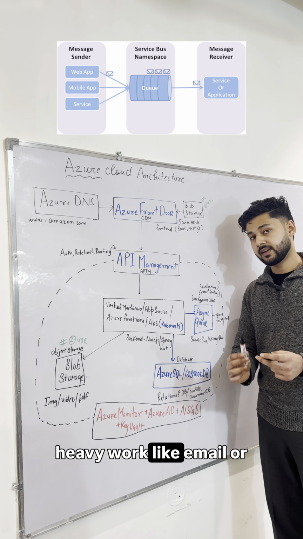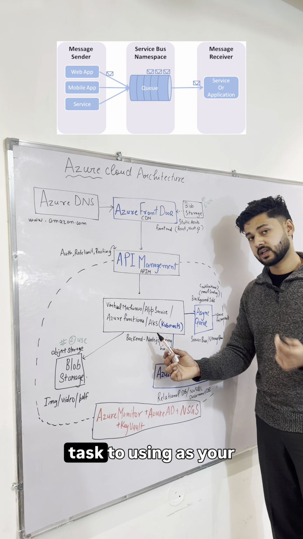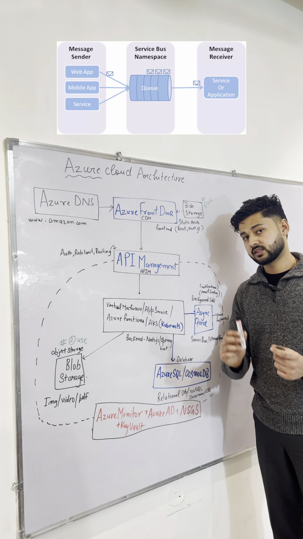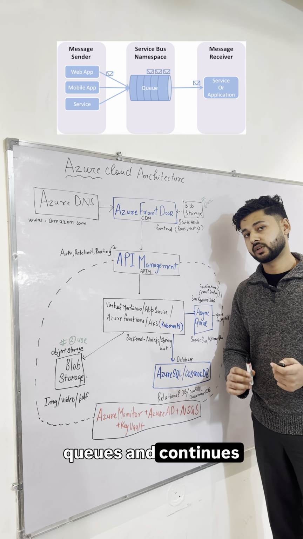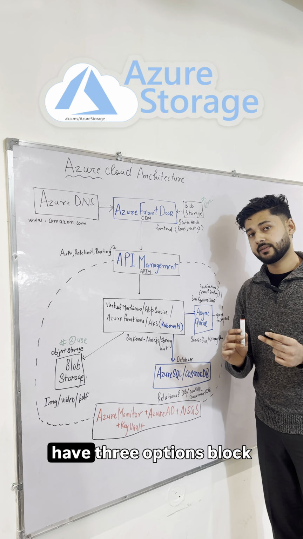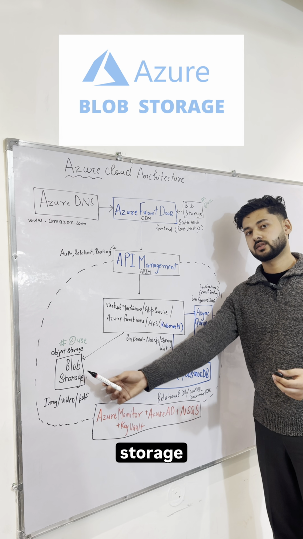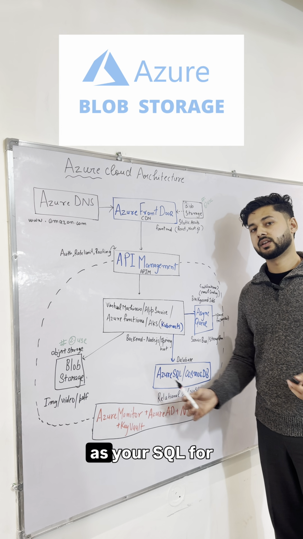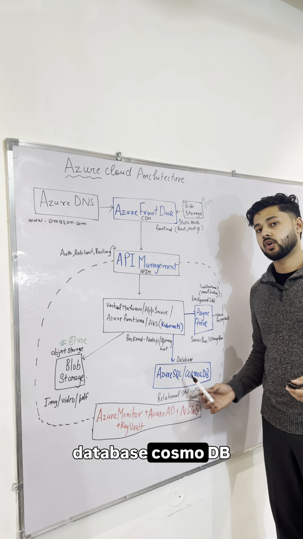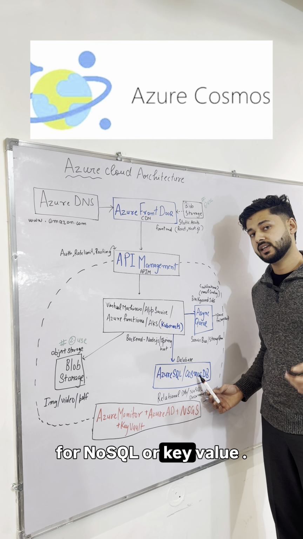For heavy work like email or notification, the app pushes the task to an async queue using Azure Service Bus or Storage Queues and continues immediately. For data storage, we have three options: Blob Storage, Cosmos DB, and Azure SQL. Blob Storage for images, videos, and PDFs, Azure SQL for relational database, Cosmos DB for NoSQL or key-value pair database.